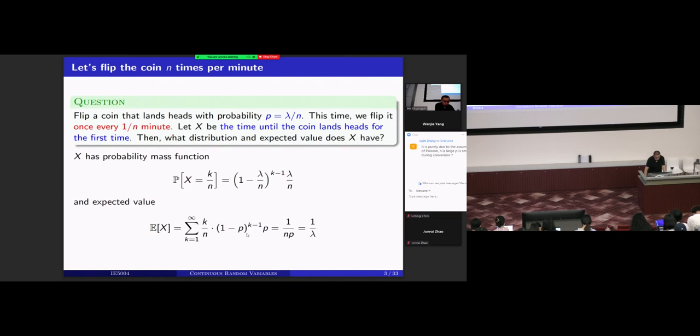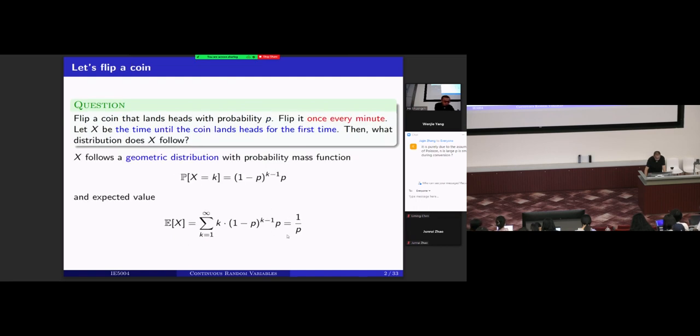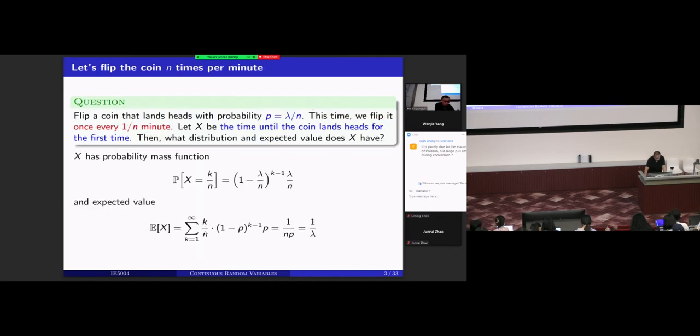So this one is k times this thing, taking the summation over n. We know that this summation will be equal to 1 over p. And with this 1 over n here, this expected value should be 1 over n times p, right? Here, we know that n times p in our setting is equal to lambda, so it is 1 over lambda. So this is the answer to this question.